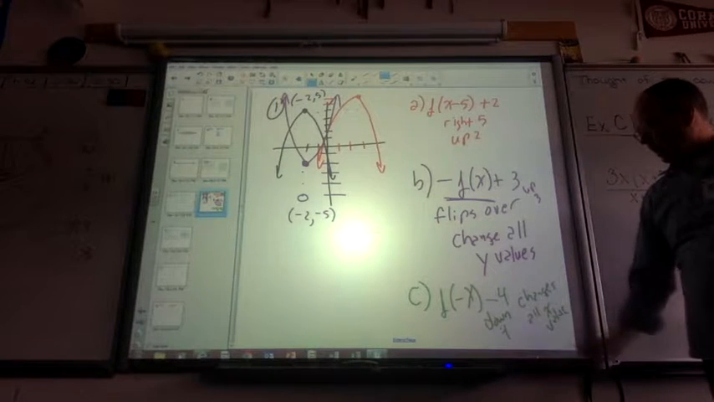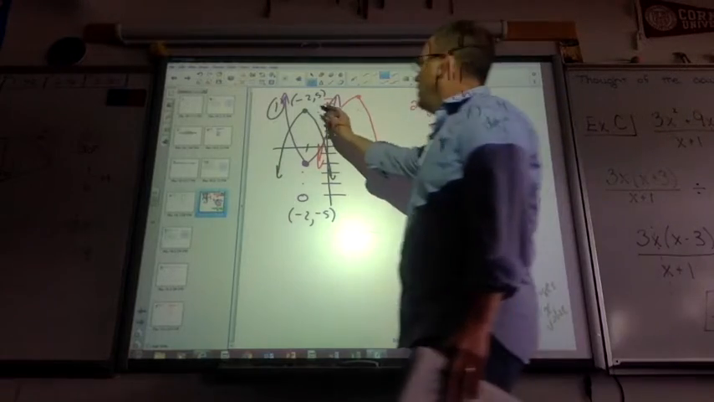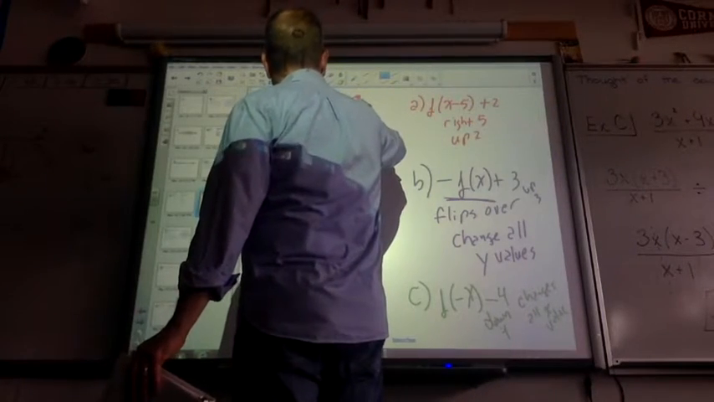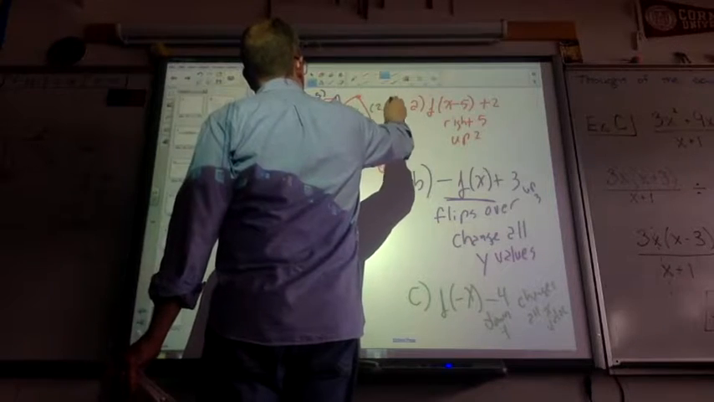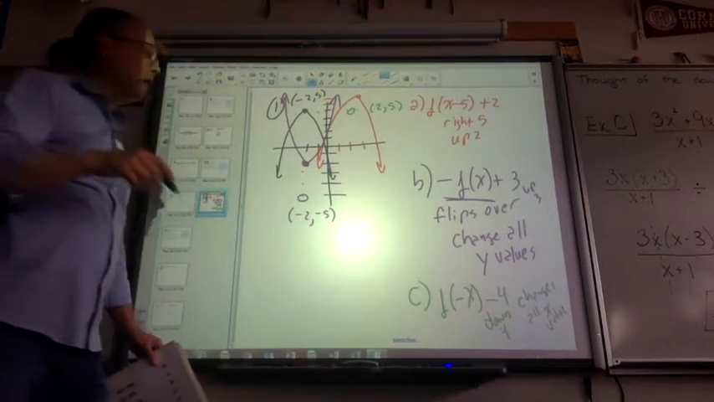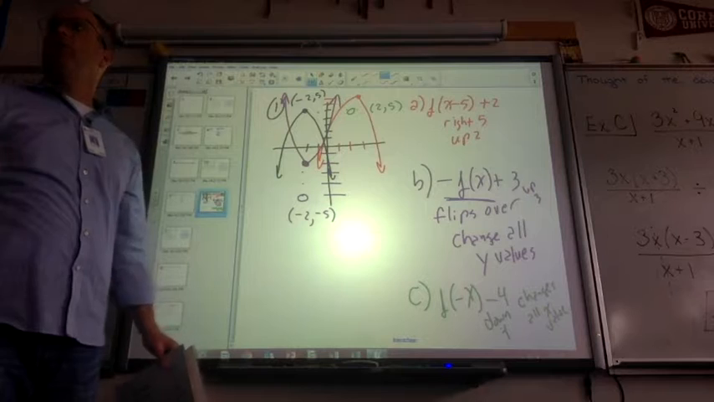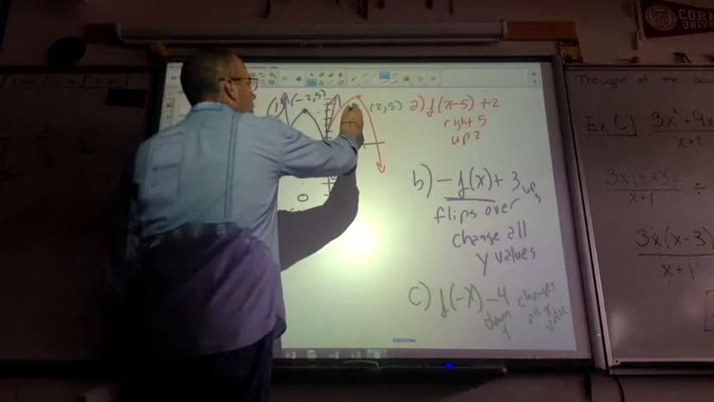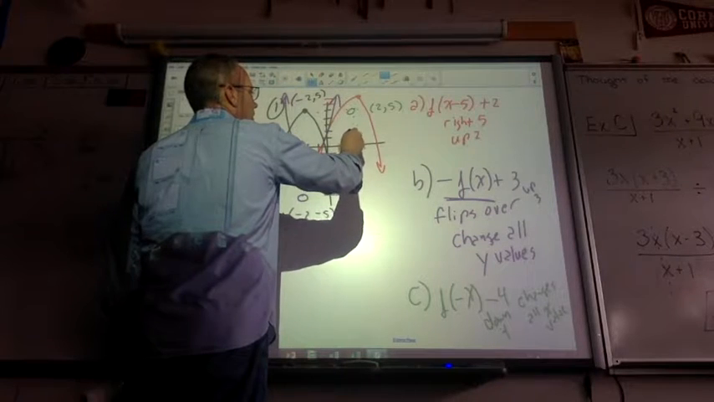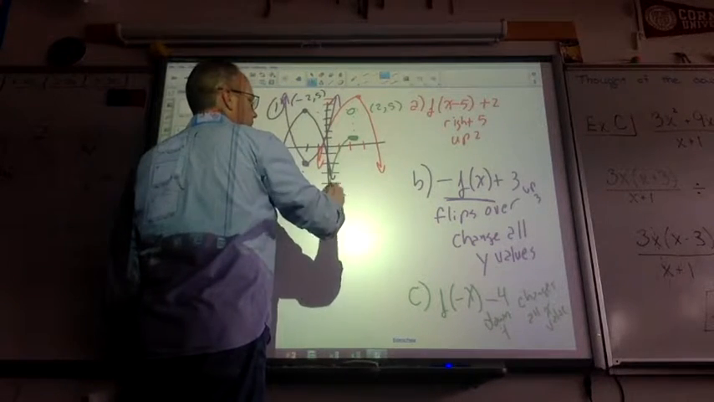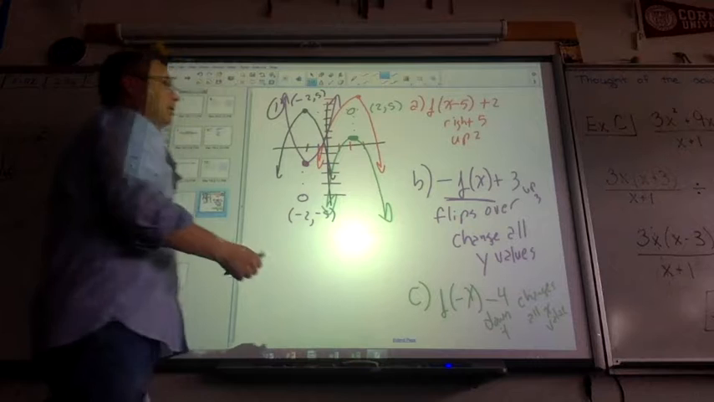Okay? So I'm going to change this value here. It's going to come over here now to 2, 5. So I made an open circle. And then the whole thing's going to move down 4. So 1, 2, 3, 4. Kind of off, so I'll make my dot bigger. And that's what that parabola does.